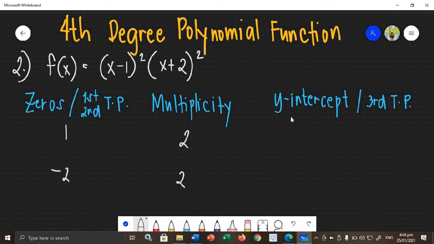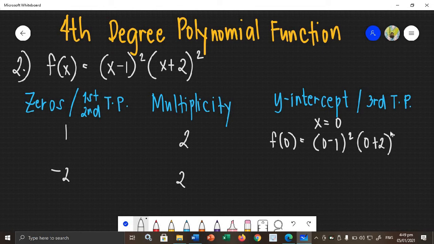Okay, so now, to get the y-intercept, just like what we did a while ago sa third degree polynomial function, we will assume that x is equal to 0 for us to solve the value of y, okay, or the f of x. So we have f of 0, and then we have quantity 0 minus 1 squared times quantity 0 plus 2 squared. And then we will simplify.